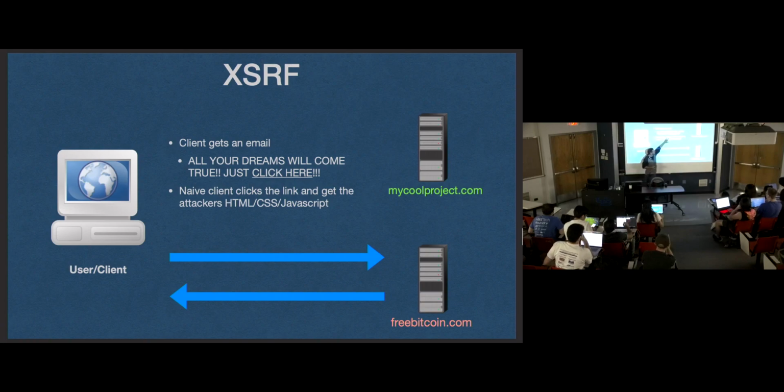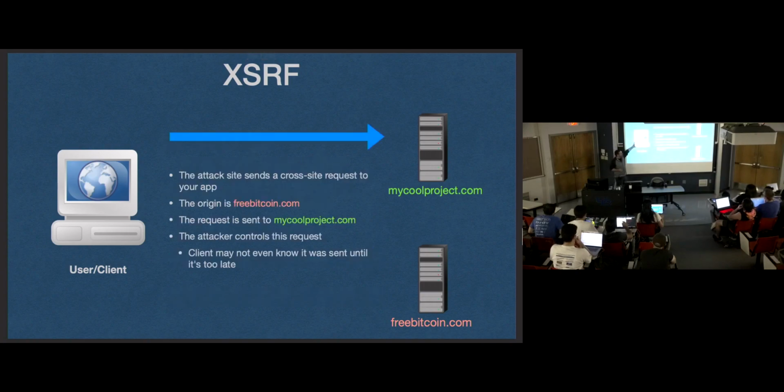They click on this link, which sends them to freebitcoin.com. Freebitcoin.com says, oh, you're visiting my site. That's cool. Here's my HTML, CSS, and JavaScript. Here's the front end of my site. The JavaScript runs on the client machine and says, oh yeah, we're sending this request over to mycoolproject.com. And all of a sudden, they're compromised.